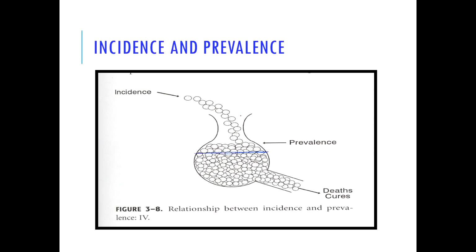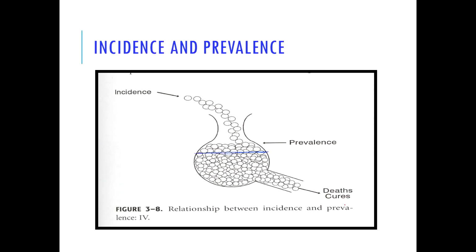Let's suppose this is a community, and all the new cases which are occurring in the community will be labeled as the incidence, and all the cases which are new and old, when they are combined together, will be measured under the prevalence. And the number of cases will reduce only if deaths occur in the community, or the patients are cured in case of infectious diseases or other diseases.